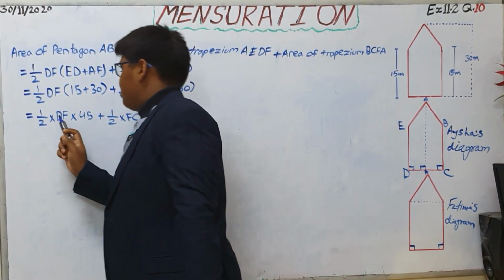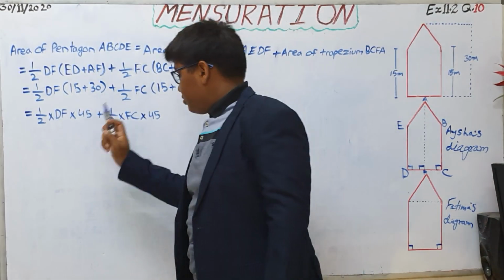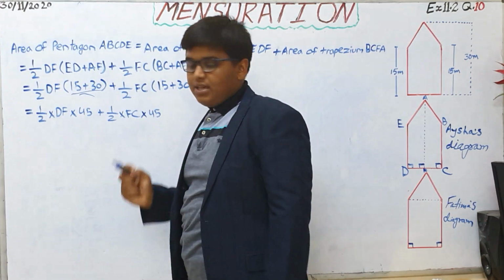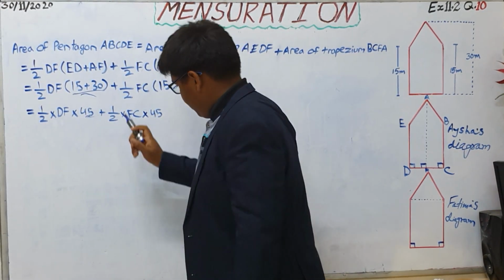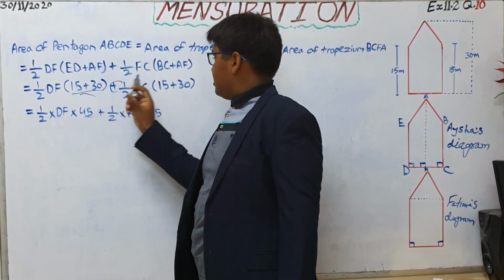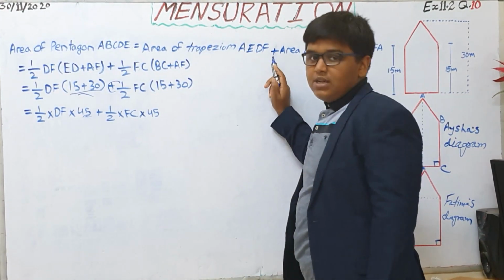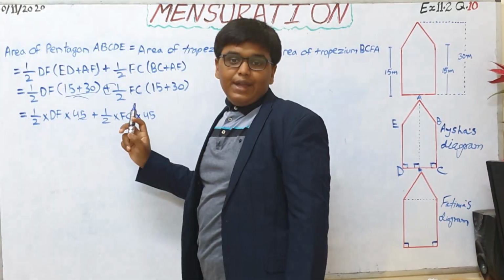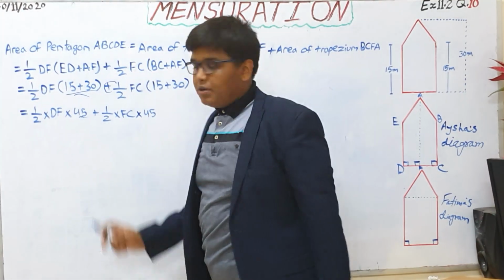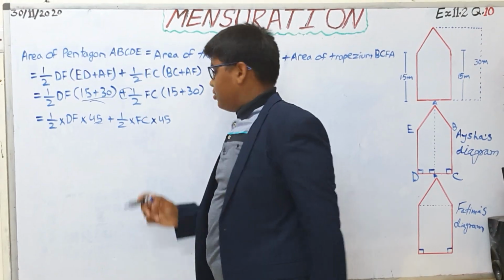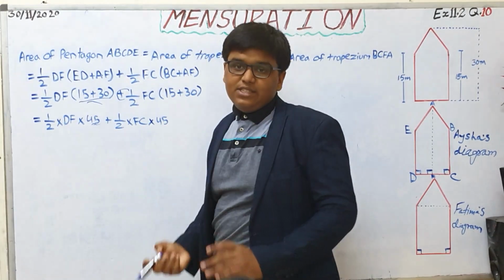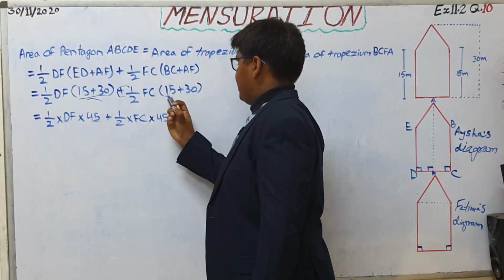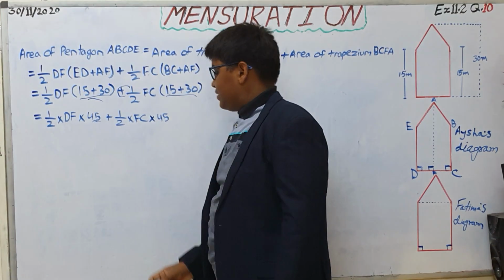Now 1/2 into DF into 45. When we add 15 plus 30, we get the answer 45. Now plus, as I mentioned here, this is plus 1/2 into FC into 45. FC we did not get the value, so FC as it is and DF as it is. So we will keep it like this, and again we did the sum here, in which we got 45.